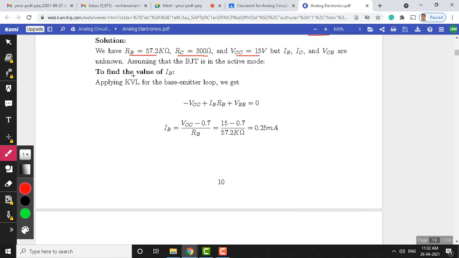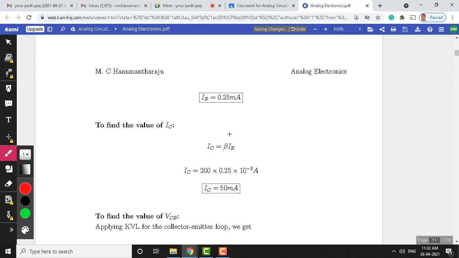Now, we can apply KVL once again. If you already know the KVL equation, you can straight away write it here, and now we can derive IB from this. IB is as usual VCC minus VBE divided by RB. So, IB is found to be 0.25 milliampere. Okay, next we can see that IB is taken as 0.25 milliampere.